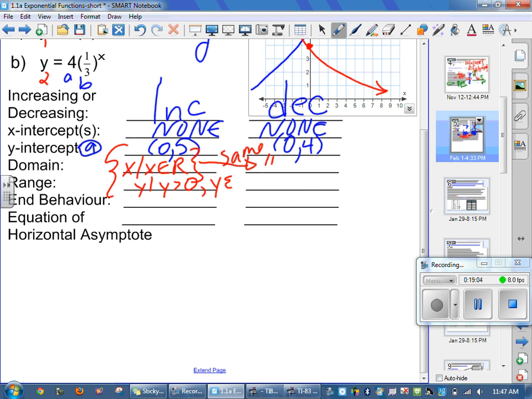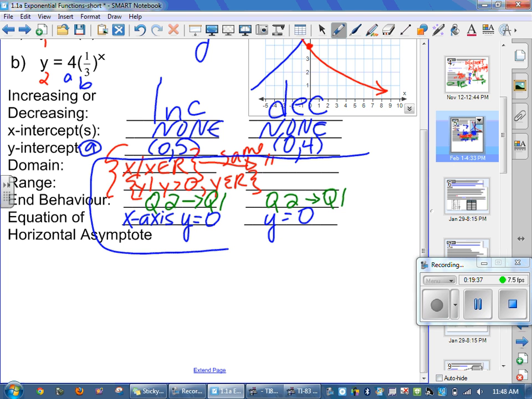In the end behavior, what did our tails do? Quadrant 2 to Quadrant 1, still, always. Q2 to Q1, Q2 to Q1. Horizontal asymptote, the line it never touches, is our x-axis, which is y equals 0. And that is standard. You're going to notice that this is the same always, and so is the x-intercept part. That is always the same for any exponential graph. Those are considered standard characteristics that'll never change for any exponential graph.